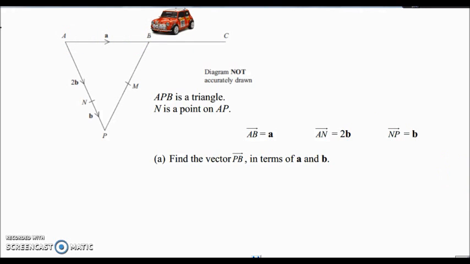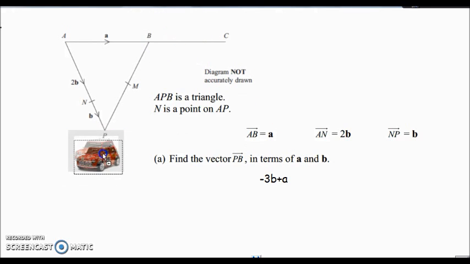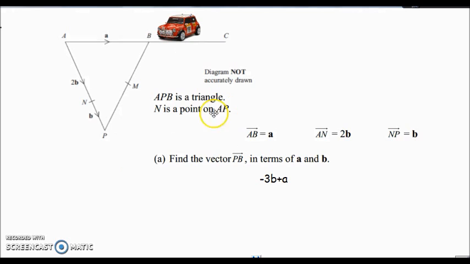So the answer, hopefully, that you got was minus 3B plus A. So let's do that again. Start at P, minus 3B, down against the arrows, down here, round the corner, with the arrow, plus A. There we go. I got from P to B.